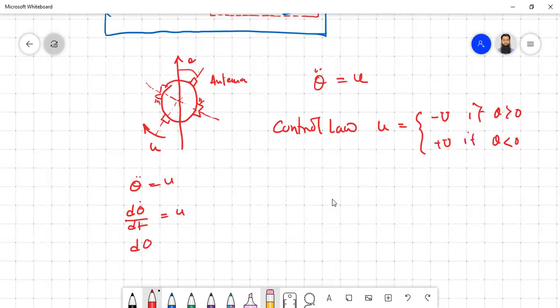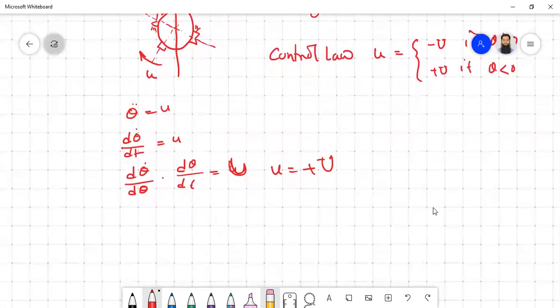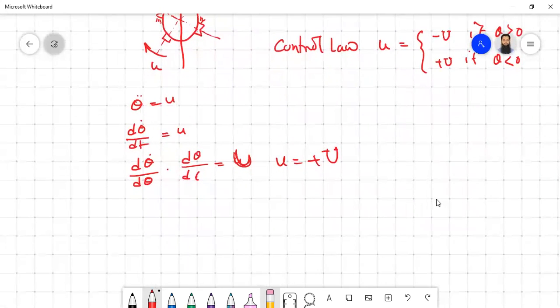And then we can introduce d theta dot by d theta, the same approach that we have done. Say that we are using the first case, that is here u equal to plus u. So we can just replace this by plus u. Because we have two different conditions, we have to find out the phase portrait for both of them, then combine those together.